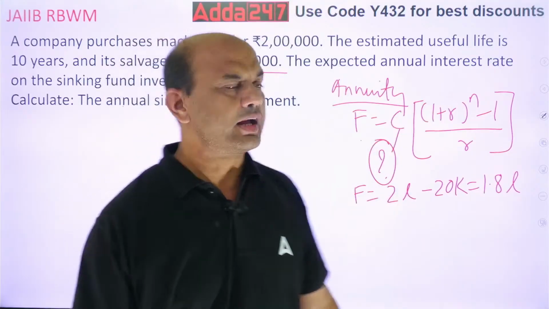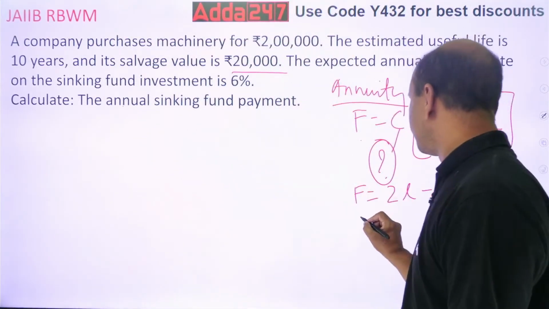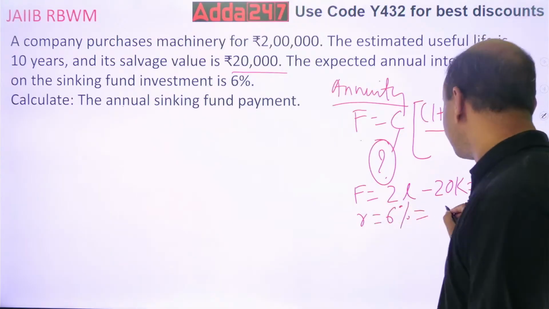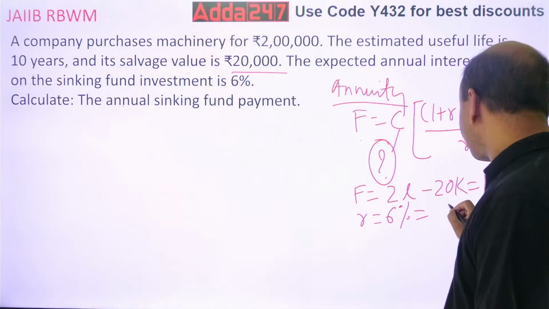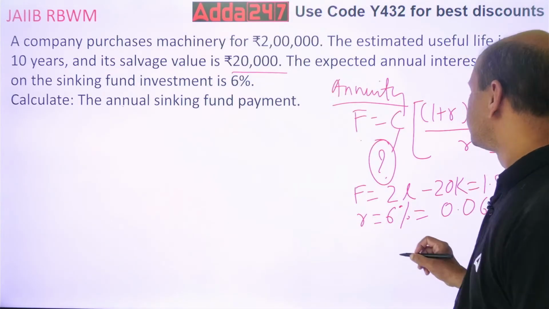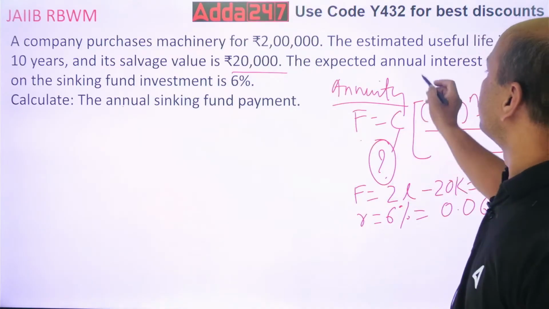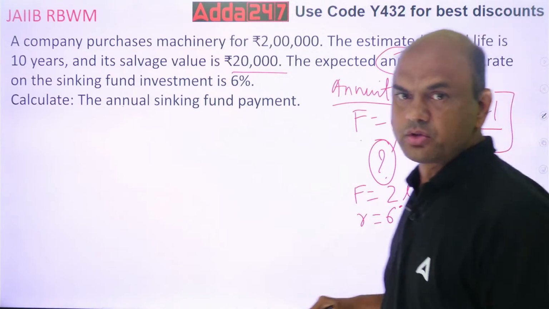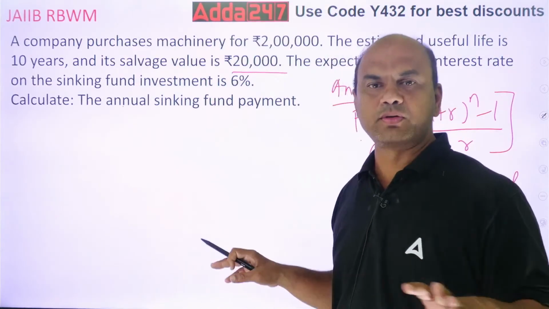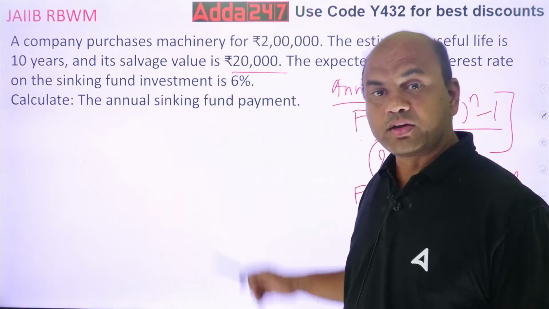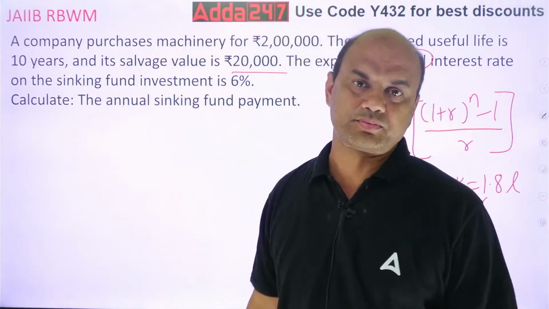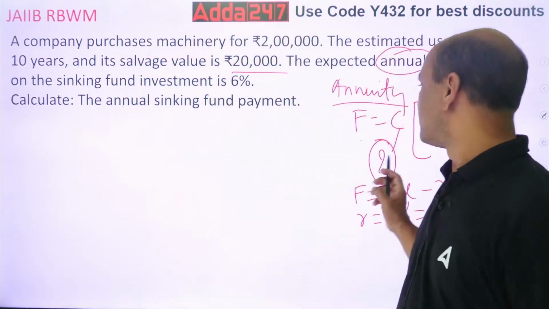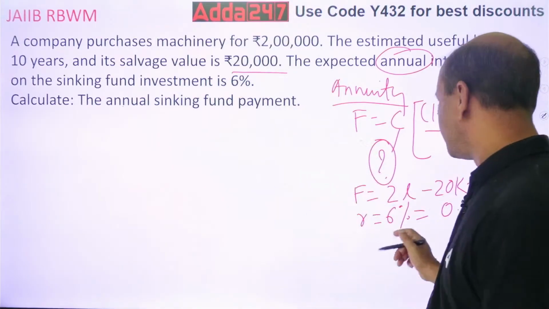Next, R. What rate of interest is given? It's directly given as 6%. So R equals 6%. Convert it into 100 terms: 6 divided by 100, which is 0.06. You want it annual, so you will not make any change. You will keep it as it is. You will not divide it by 2, 3 or 4 or anything. If they are asking quarterly, then you divide it by 4. Here you will not divide it by anything. So R is the same, and N will also be the same. N is 10 years.